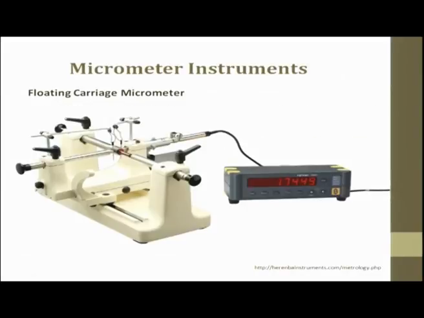So, this is a floating type. Here you see here is a device. You place it between the two centers, and then we tighten it, we lock these two, and then we try to measure the deviations.